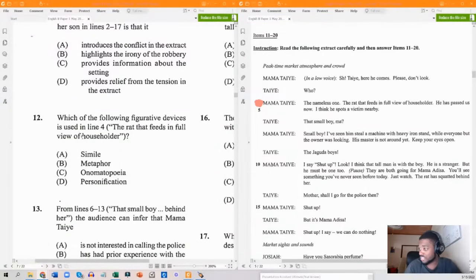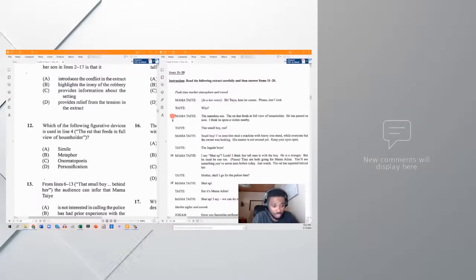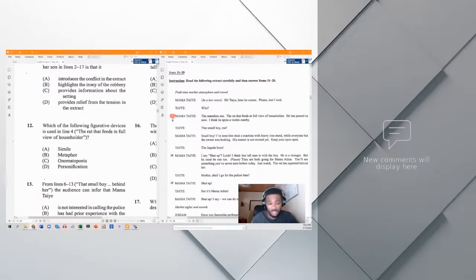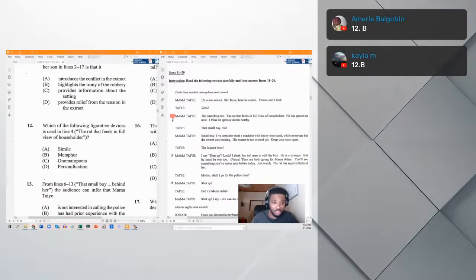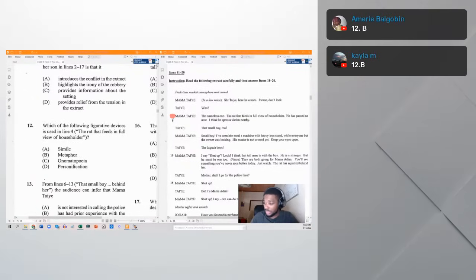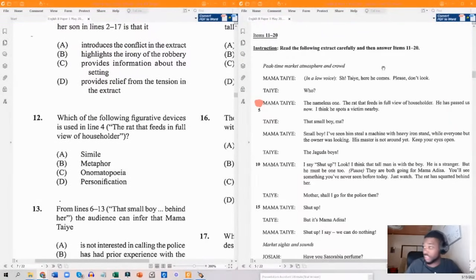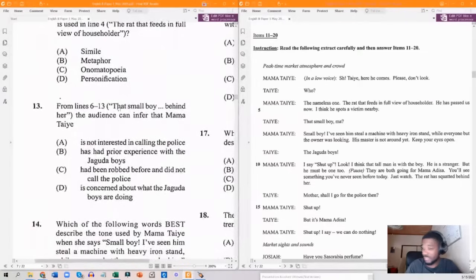Which of the following devices is used in line 4? The rat that feeds in full view of the householder. All right, now I can see a couple of answers coming in on my side. See a couple of B's. Okay, so number 12 is pretty straightforward. This is obviously a metaphor because this person is being compared to a rat and it's a direct comparison. All right, pretty easy stuff.